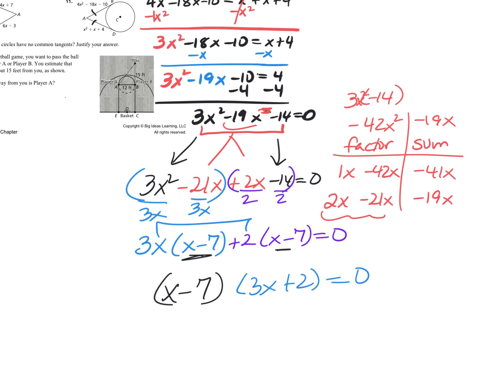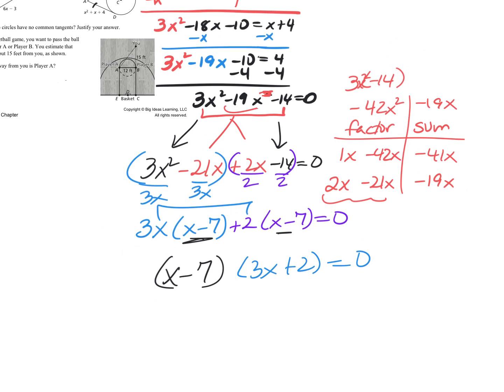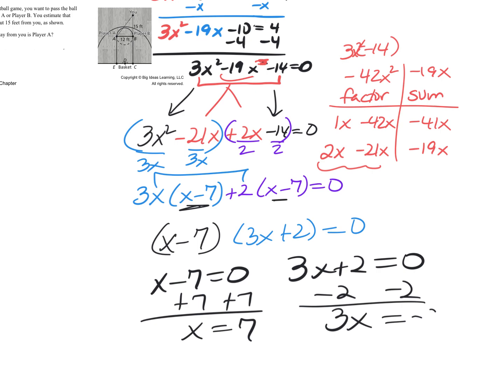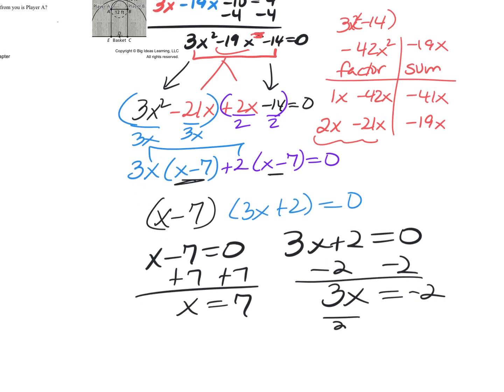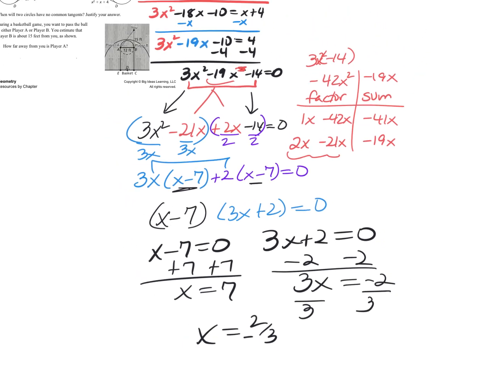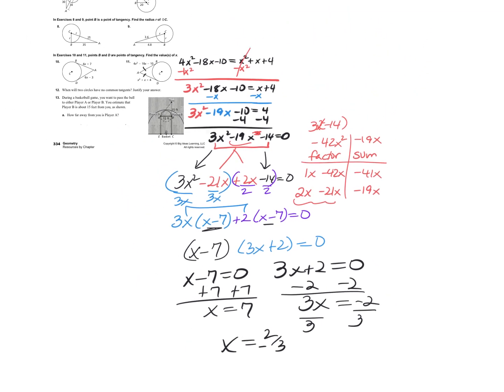Now, it doesn't say to factor, it says to find x. So now I have to set x minus 7 equal to 0, and then 3x plus 2 equal to 0. I'm going to add 7, subtract 2 on this one, and then divide by 3. So my two answers for this problem are going to be x equals 7 and x equals negative 2/3. So that was number 11 on the first page.